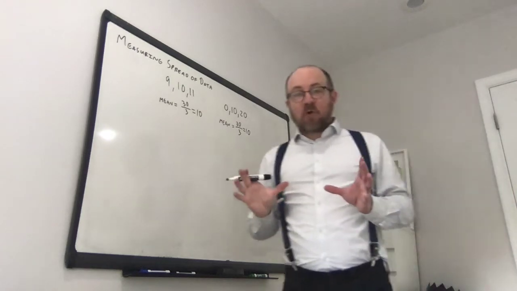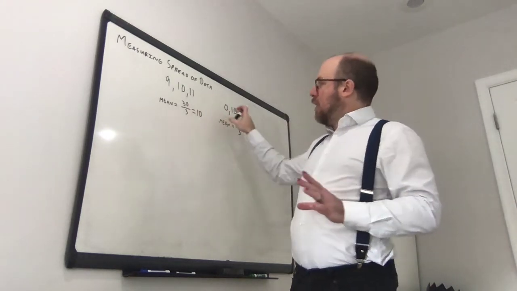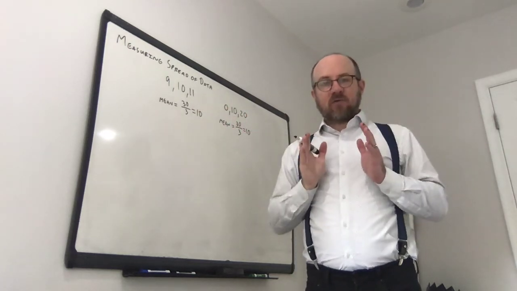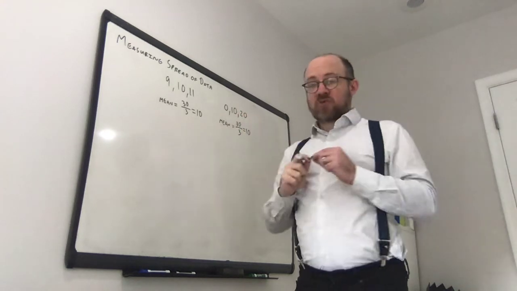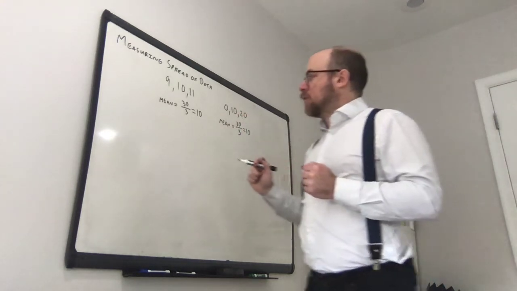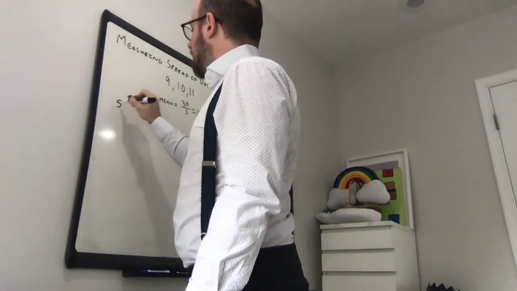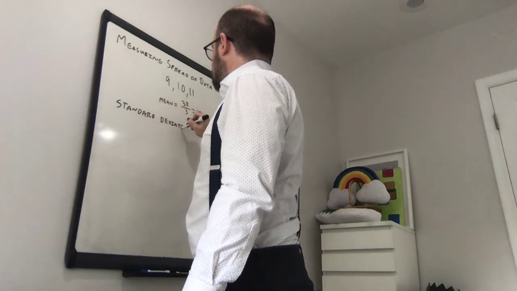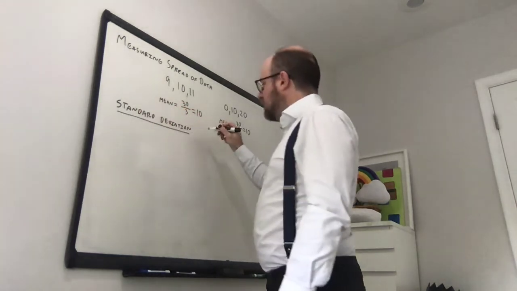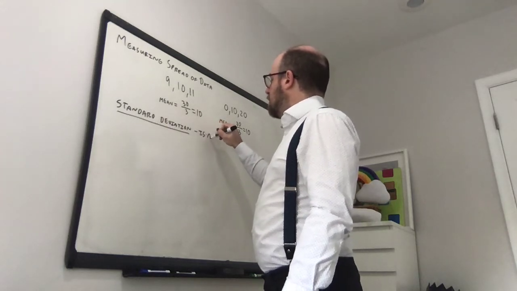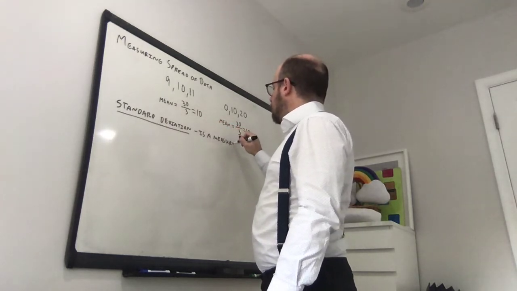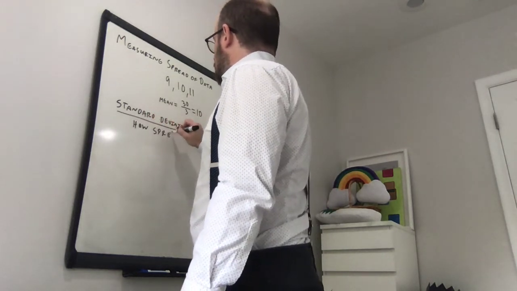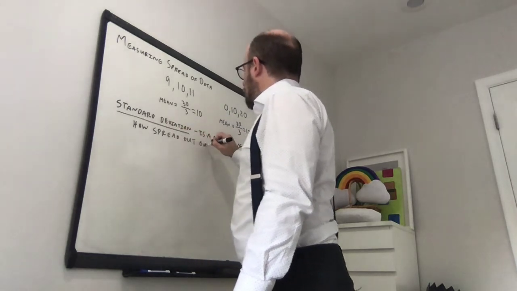So these two data sets both have the same mean of 10, but one is much more spread out than the other, right? This one is very close together. They're all right around 10. Here, they're much more spread out, okay? And so what we're going to do in this lecture is we're going to talk about the standard deviation. So the standard deviation is a measure of how spread out our data is.